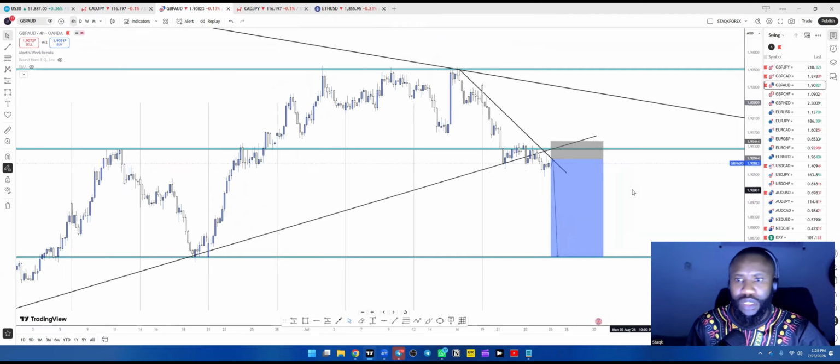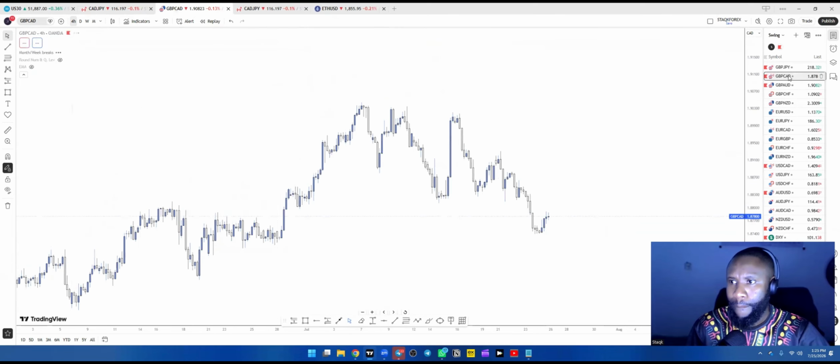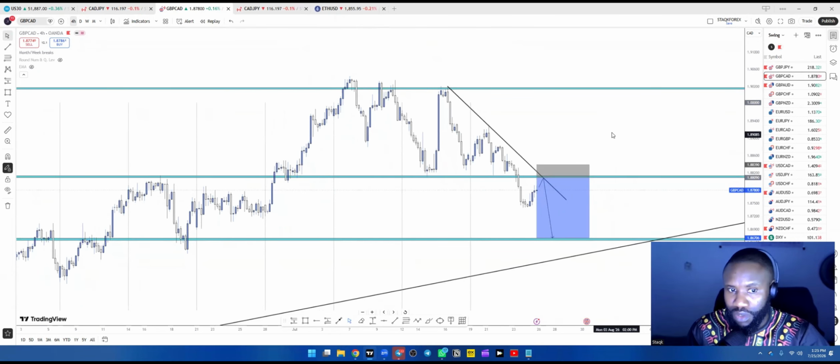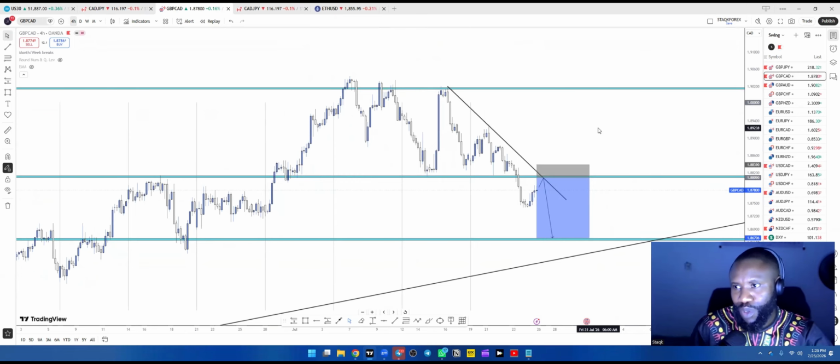The next one, as you can see, you have the same thing already. So maybe you do this analysis, then drop your comment on what you think about GBP CAD.